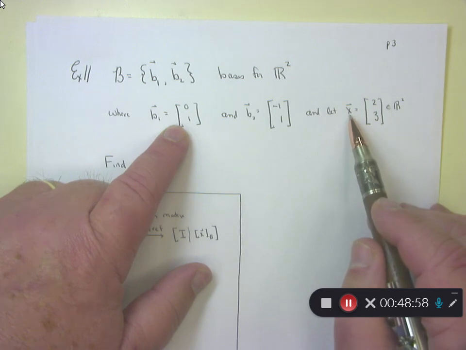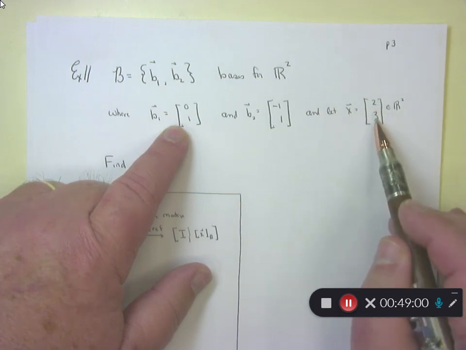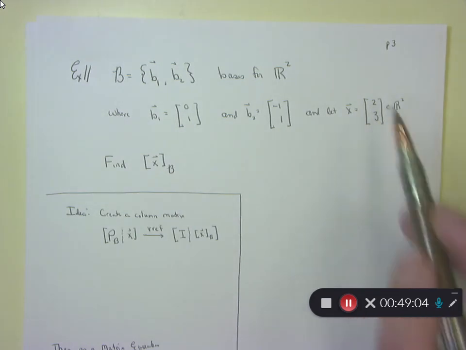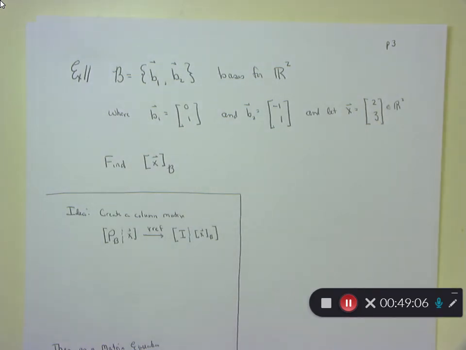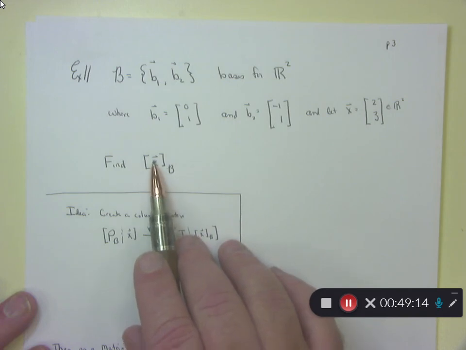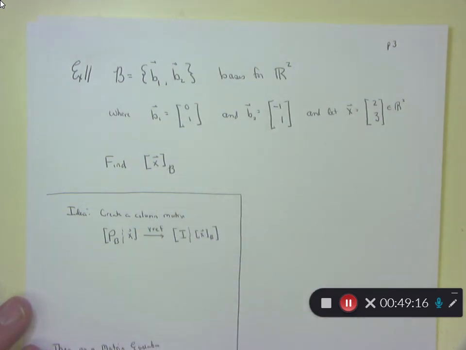And I'm going to let vector X be equal to 2, 3. This is my vector X. I'm telling you, those are my credit card numbers. It's a very small credit card. 2, 3 is my code for my credit card. All right, you with me so far? Now, I want you to find the coordinate vector of X relative to this basis.